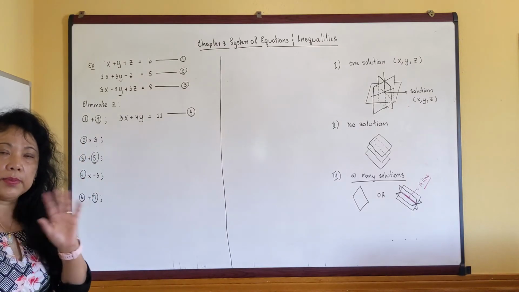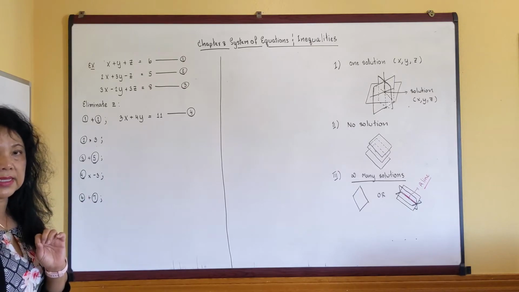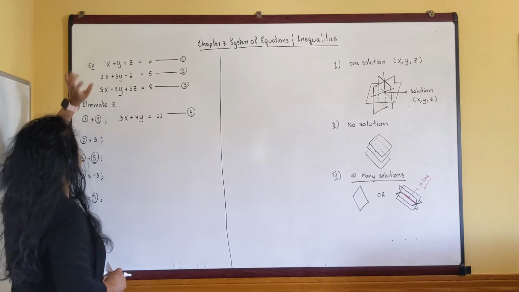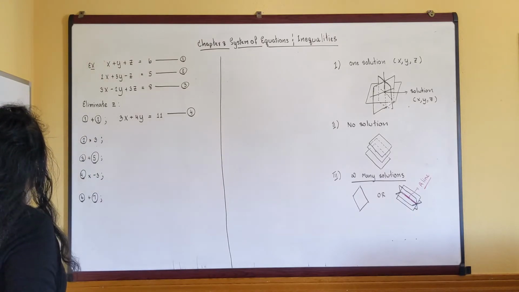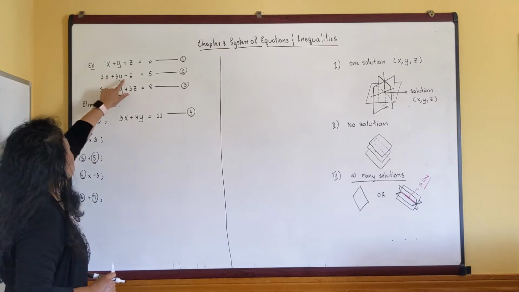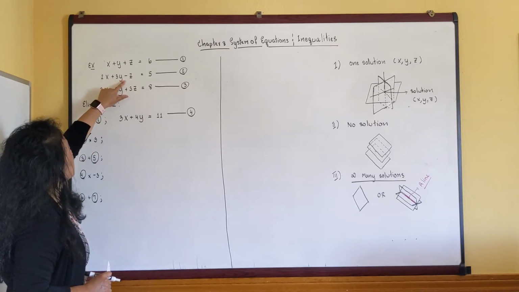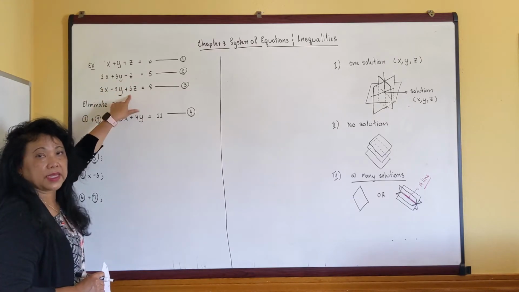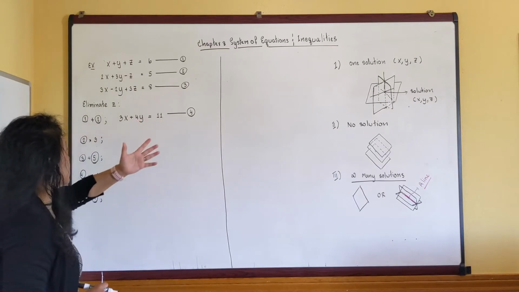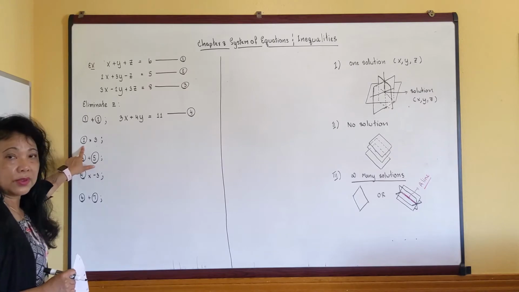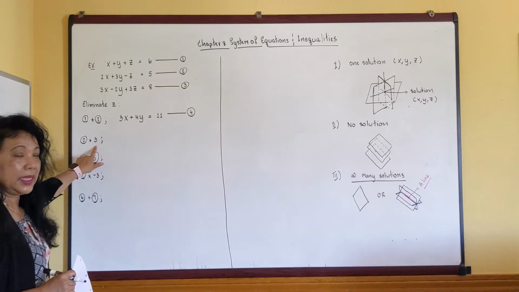I have to pick another pair to eliminate the z again. So I pick the first one, and I pick this 2. I have to pick a different pair. So I decide to multiply the second one by 3. The reason I do that is that if I multiply the second one by 3, I have negative 3z and positive 3z, and I will eliminate the z. So I make a note to myself: equation number 2, multiply by 3.